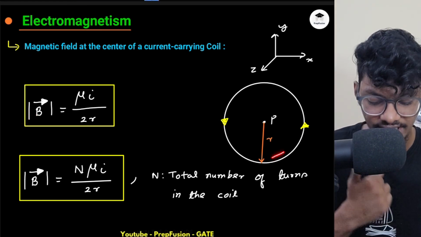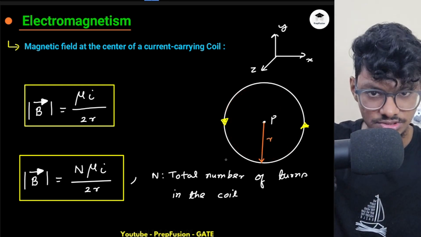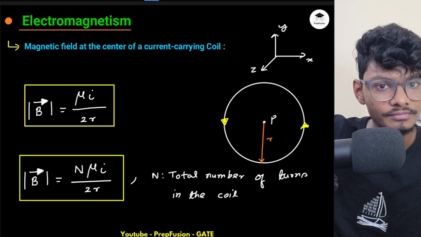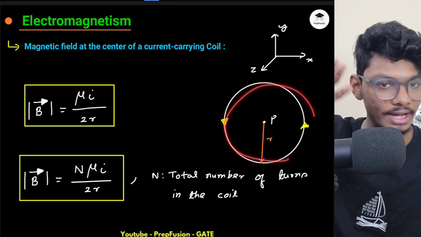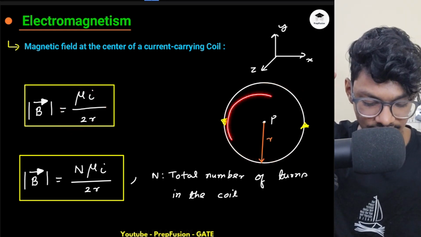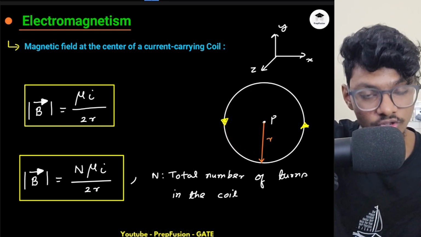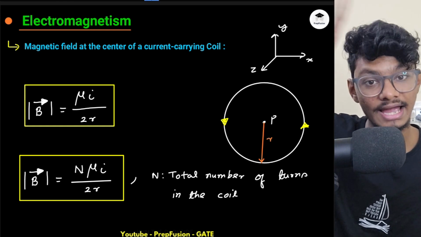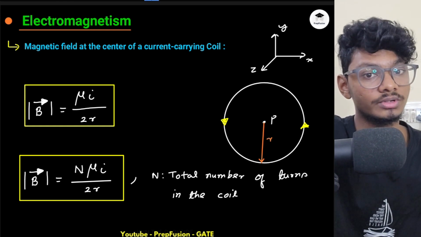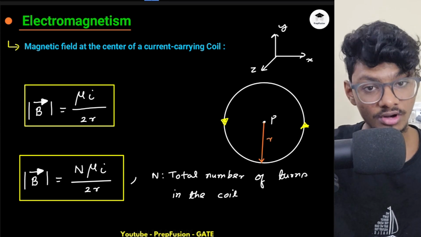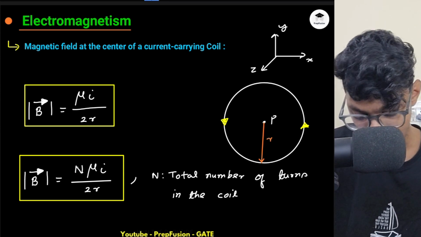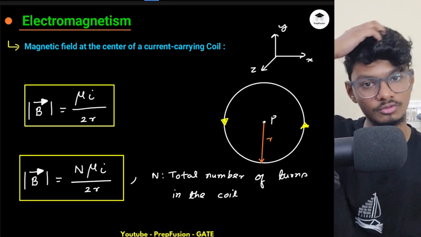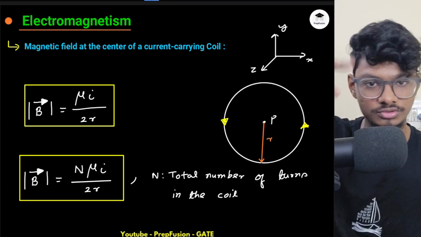Just remember one thing: if there are n turns, n loops of this circular coil with the same radius, then what will happen? Due to one loop, I have magnetic field mu naught I by 2r. Then the other loop will also contribute mu naught I by 2r. The third loop will also contribute mu naught I by 2r. Like this, I have n loops. So overall, my magnetic field will be n times mu naught I by 2r. That will be the magnetic field due to all the n loops.